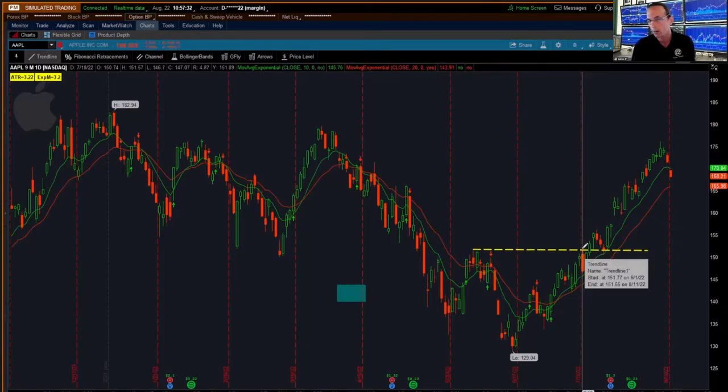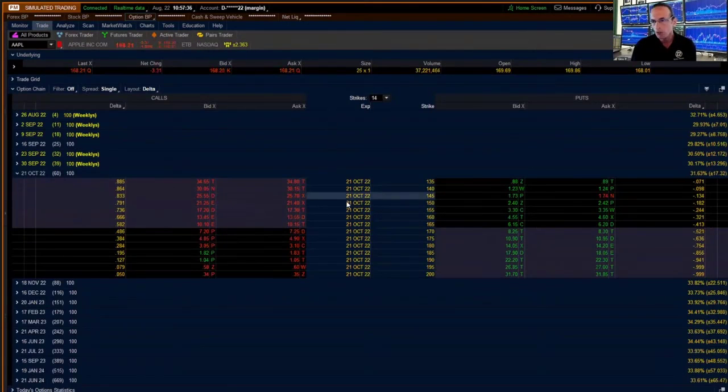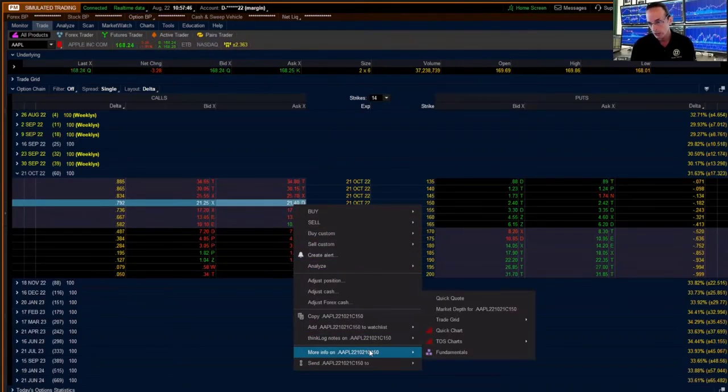So I'm going to just go over here. How do I do this? You simply go to trade, look for the option you want to buy, or the one you would have bought in the past to back test. You right click on it. Down here, you've got two choices. You can send it to Thinkorswim charts and hit the highlighted chart, and that should put it on your chart.